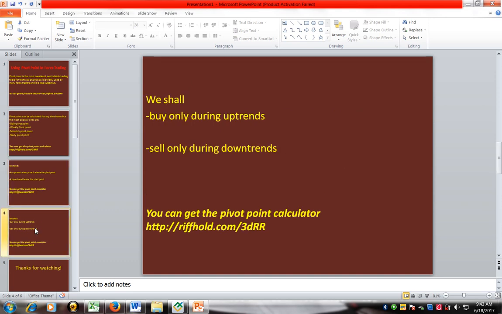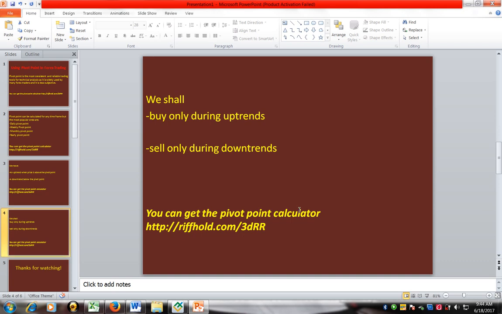Now, what do we do when we know the trend in which we have found ourselves? The law is to ride the trend. So the trend is our friend. We buy only during uptrends and we sell only during downtrends. So that is a very powerful thing that we have from pivot point here. So we sell during downtrends and we buy during uptrends.